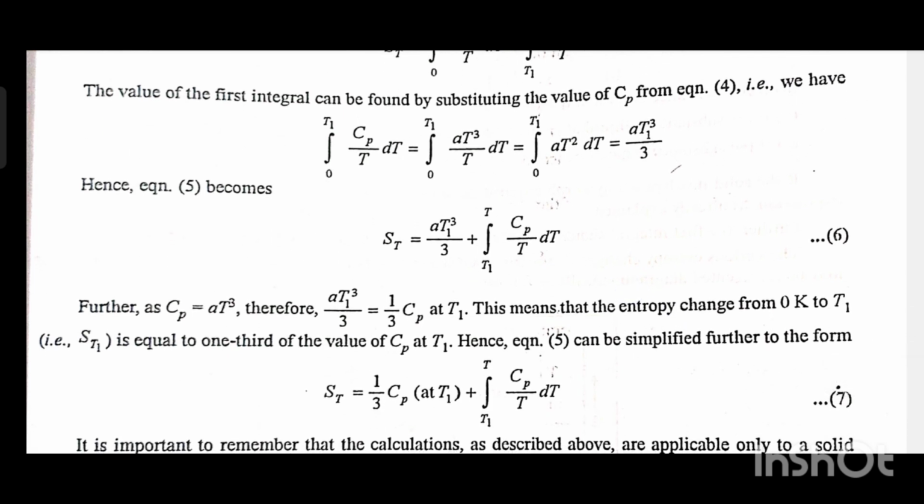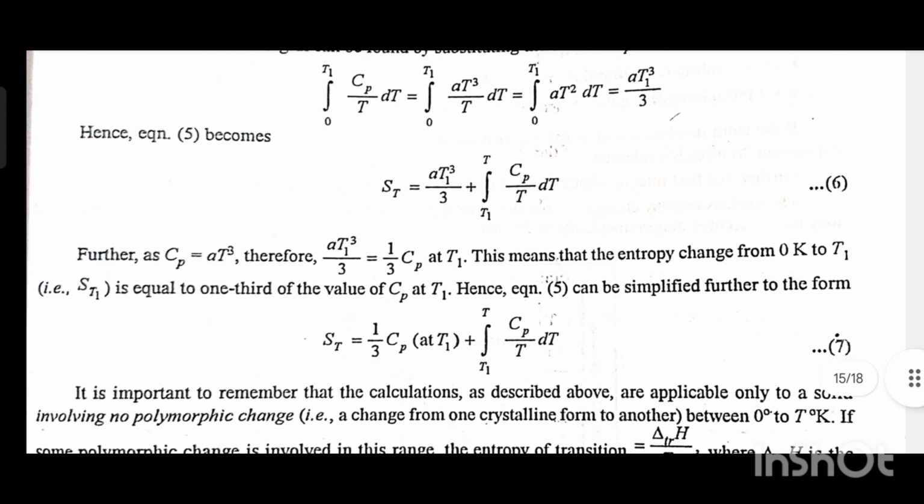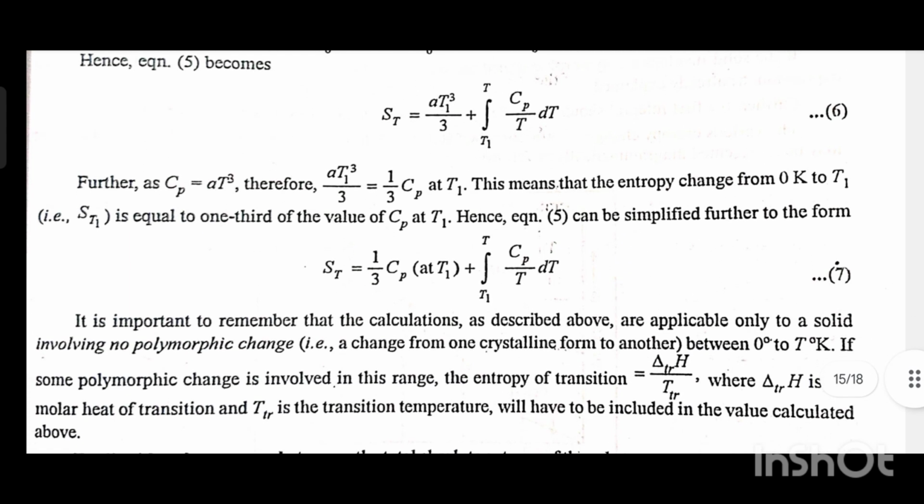The value of the first integral can be found by substituting the value of Cp from equation 4. That is, we have integral from 0 to T1 of Cp upon T dt, equals integral from 0 to T1 of AT cube upon T dt, equals integral from 0 to T1 of AT square dt, equals AT1 cube upon 3. Hence, equation 5 becomes S(T) equals AT1 cube upon 3 plus integral from T1 to T of Cp upon T dt. Equation 6.